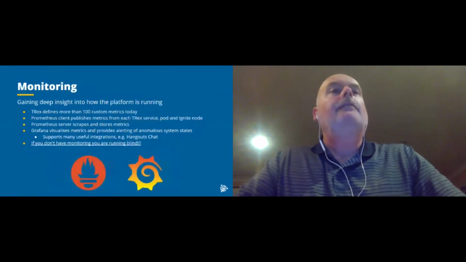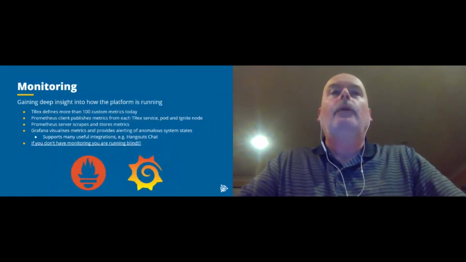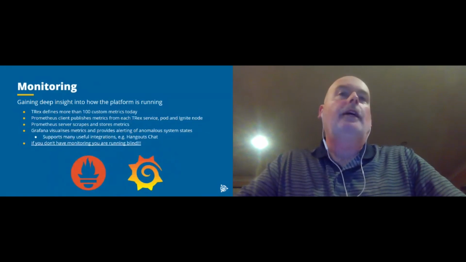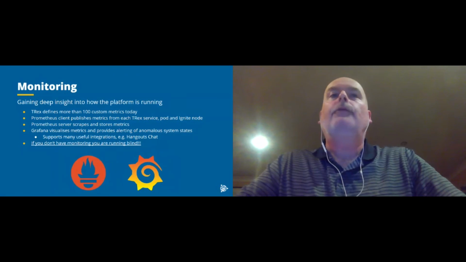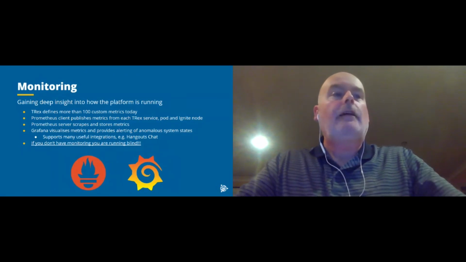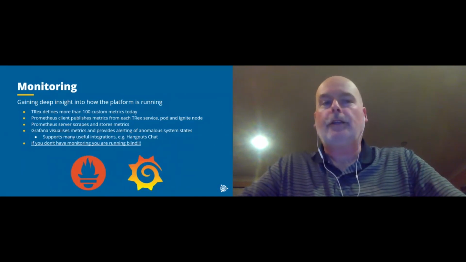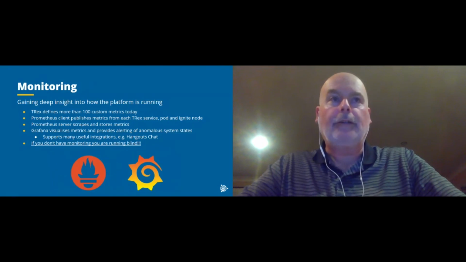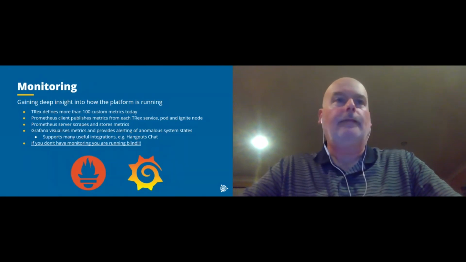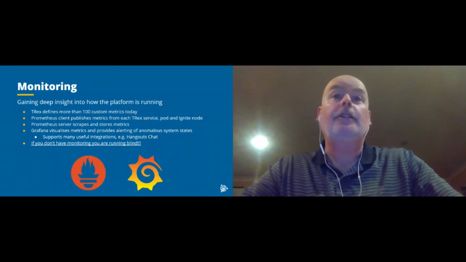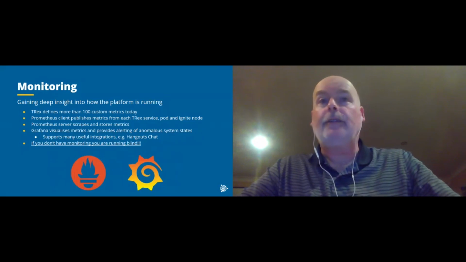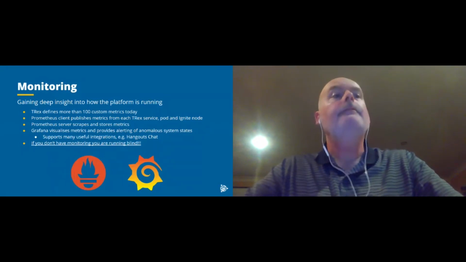And last but not least, monitoring. We use in TRex more than 100 custom metrics today, as well as a collection of other platform metrics. Prometheus is our client and server of choice for scraping the metrics. And we use Grafana to visualize those and to build alerting on. Grafana supports many useful interactions, from Hangouts Chat to pretty much anything you would like.